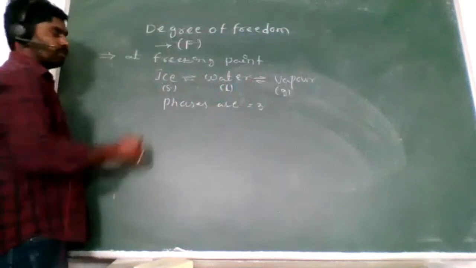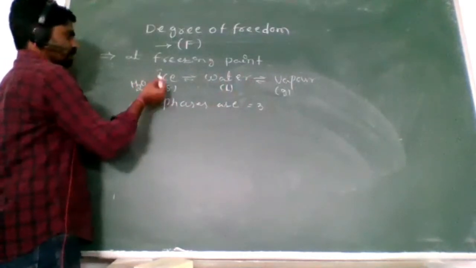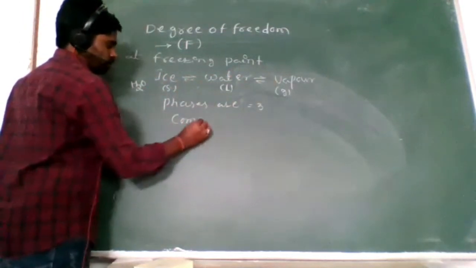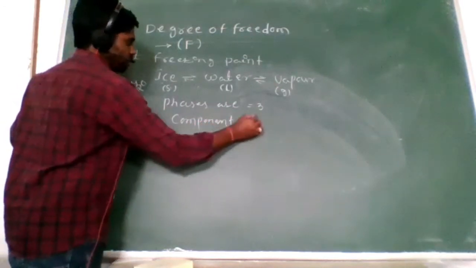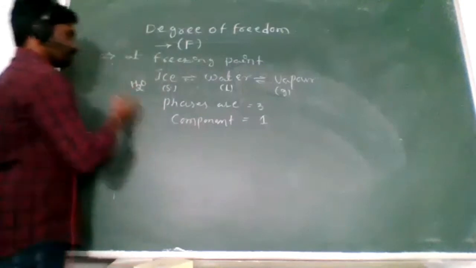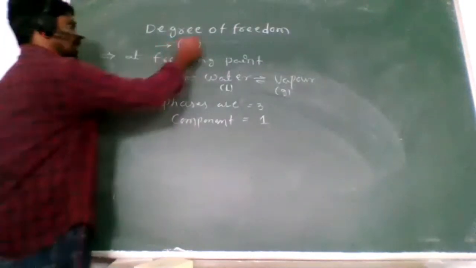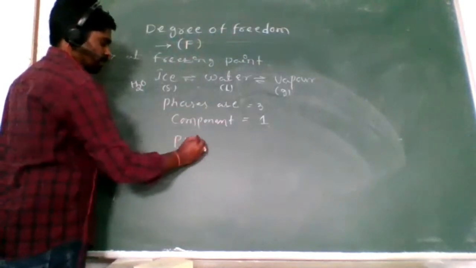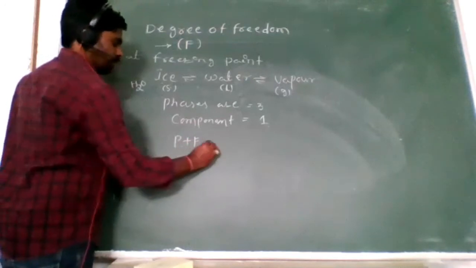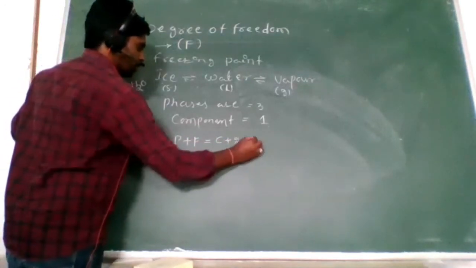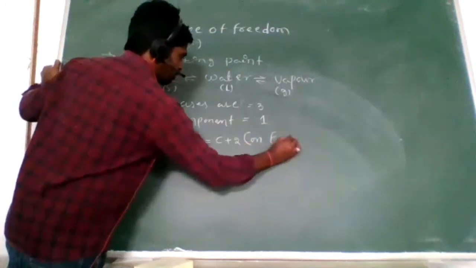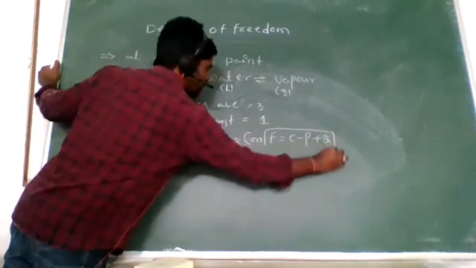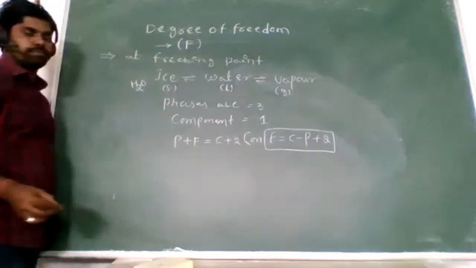How many components? We can write the three in the equation. Ice is H2O, water H2O, vapor H2O. The components are equal to 1. Okay, right. Now we find out the degree of freedom. What is the formula? P plus F equal to C plus 2, or F equal to C minus P plus 2. So this is the formula for the calculation of degree of freedom.